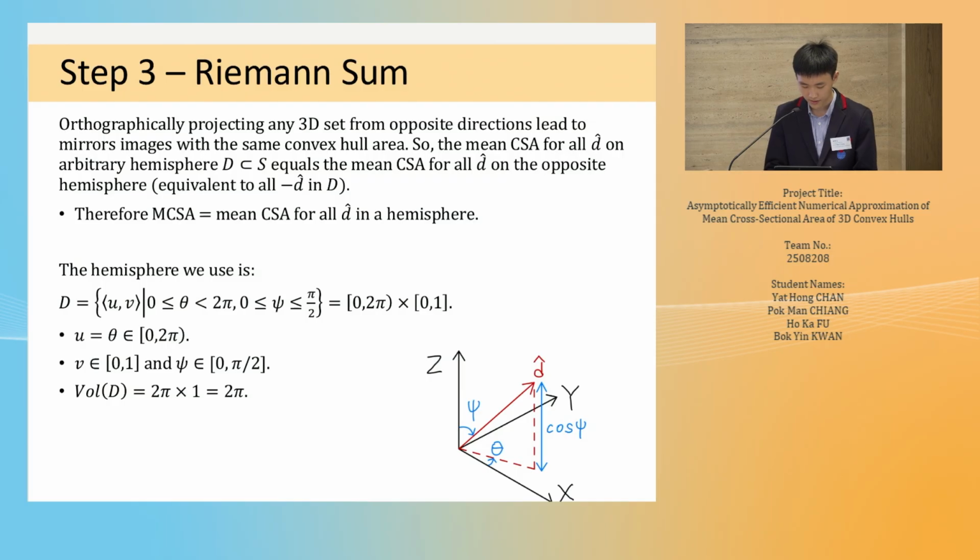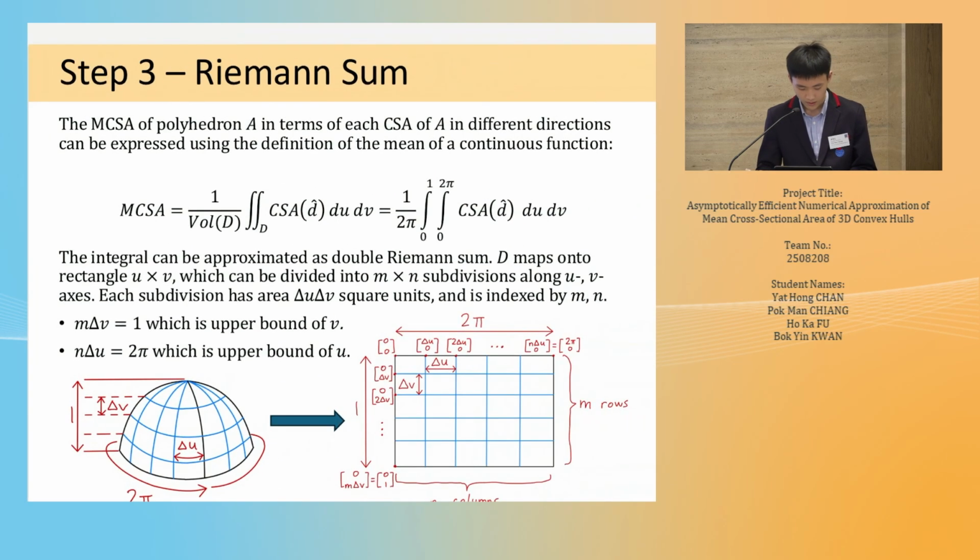And since the mean CSA of any polyhedron is equal to the CSA of any hemisphere, we only care about the pairs of U and V which map onto the unit hemisphere with non-negative z coordinates. And since the mean CSA can be calculated in terms of CSA in different directions using the mean of continuous function formula, and since the domain is bounded, we can use a double Riemann sum to divide the integral into equal area subdivisions based on U and V.